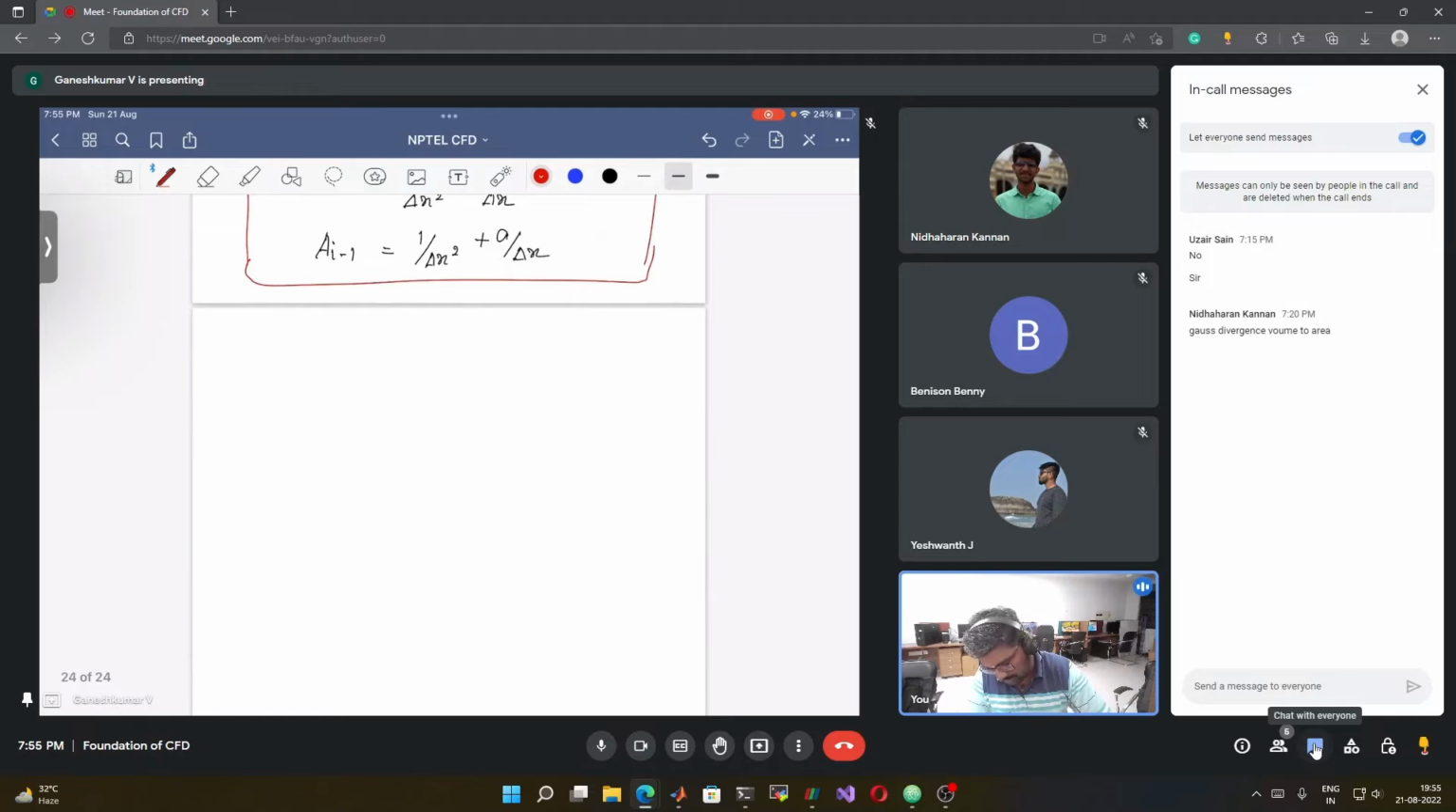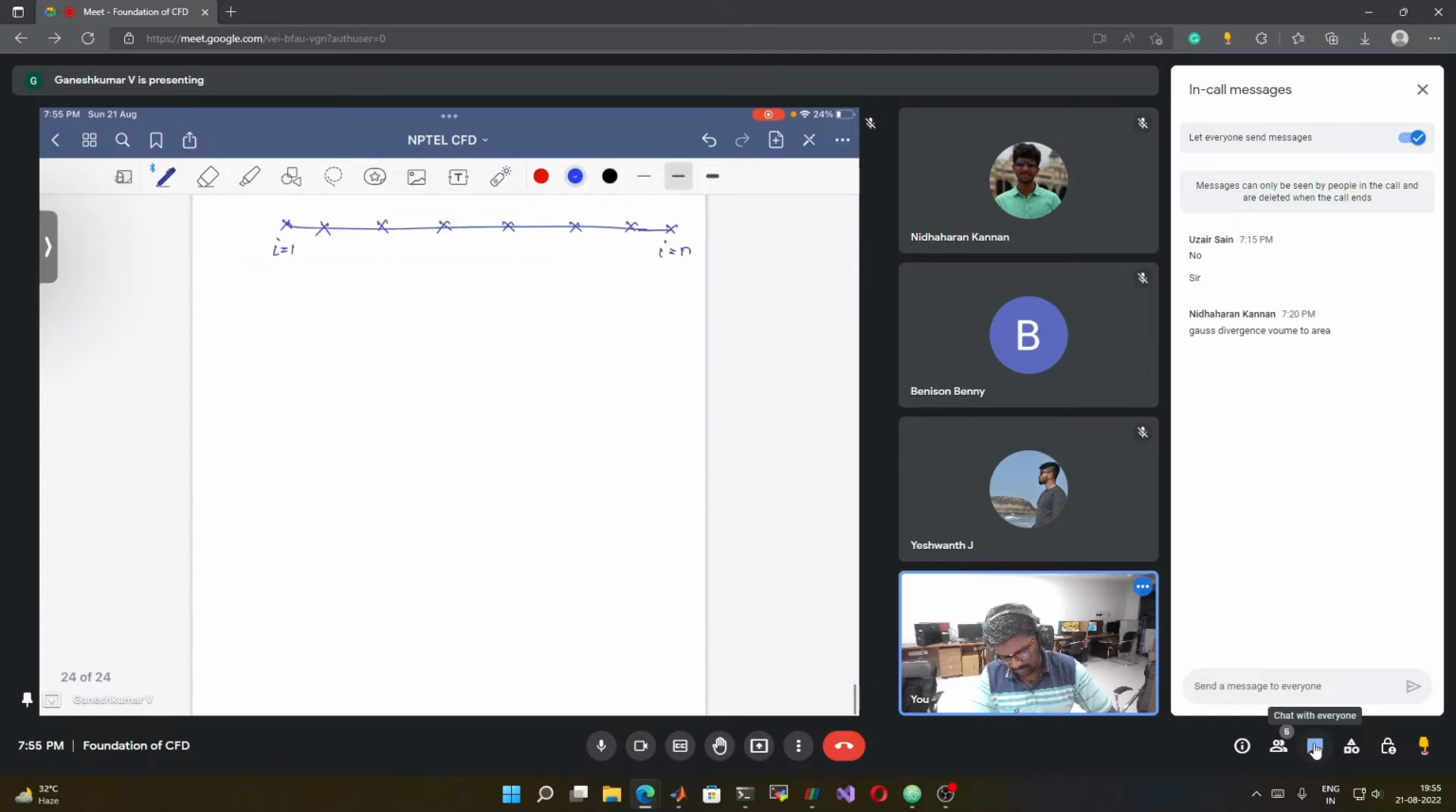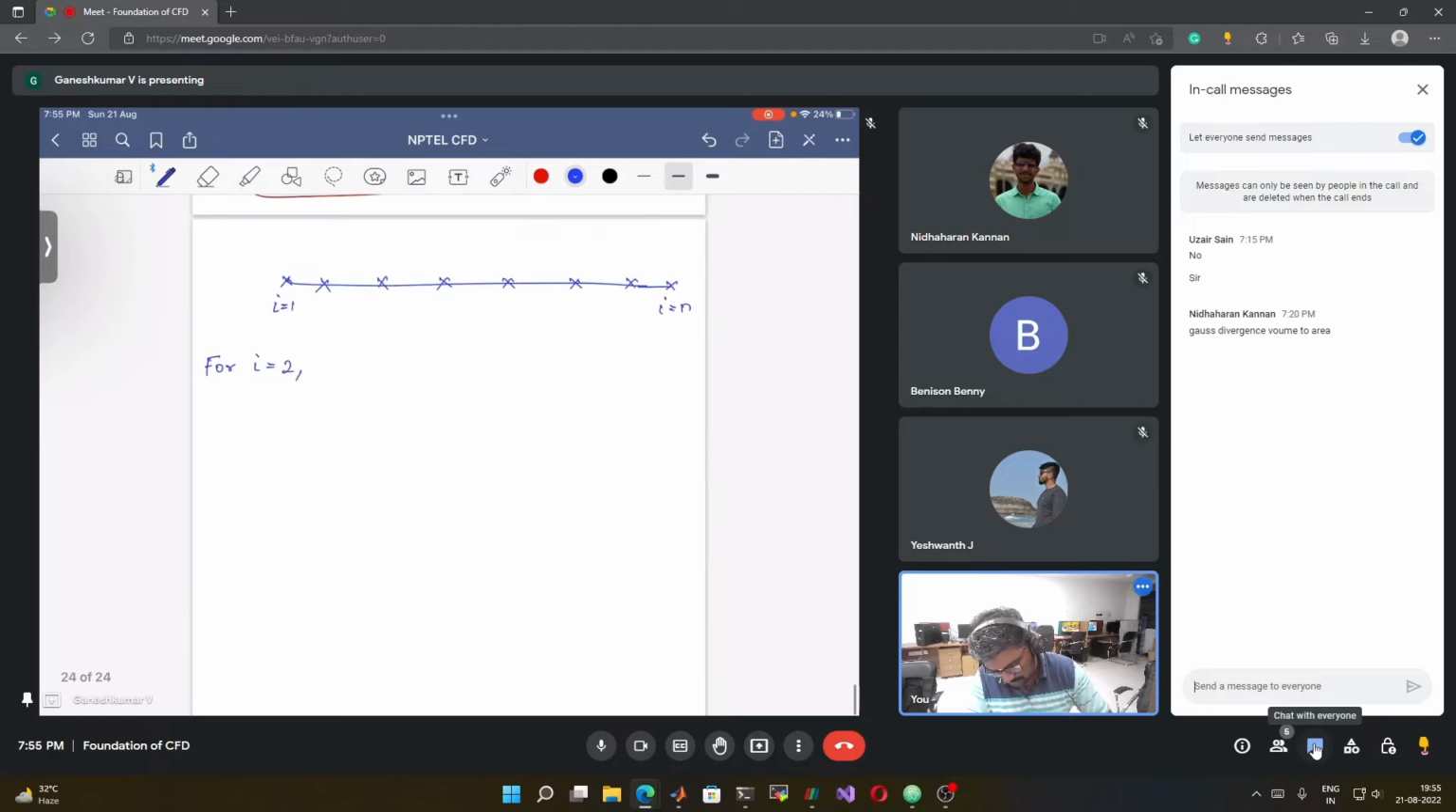Let's say you have this domain, this big domain. It starts from I equal to 1 to I equal to n. So what you will do is you will try to write this equation for each and every node. Let's start from I equal to 2. I equal to 1 and n are boundary nodes. Let's treat them separately. Let's start from I equal to 2.